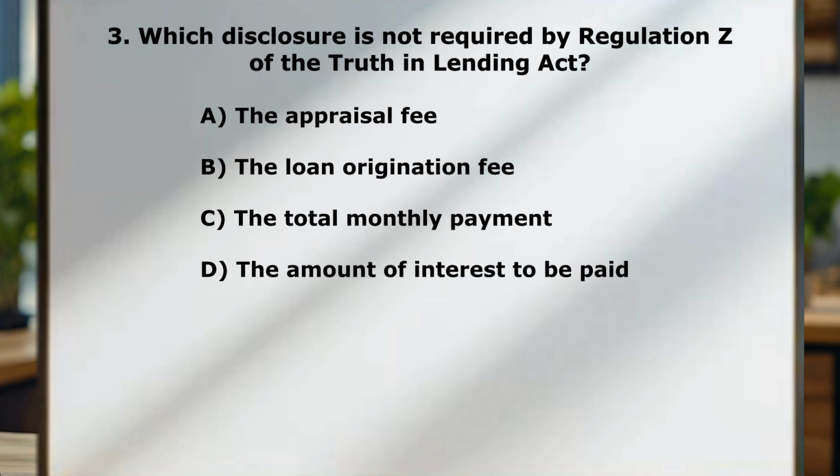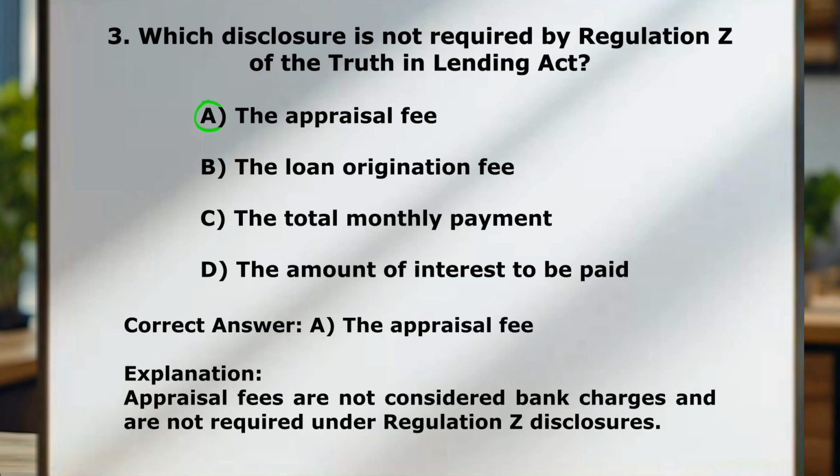Question number 3. Which disclosure is not required by Regulation Z of the Truth in Lending Act? A, the appraisal fee. B, the loan origination fee. C, the total monthly payment. And D, the amount of interest to be paid. So the correct answer is A, the appraisal fee. And the reason why is because appraisal fees are not actually considered bank charges, so they are not required under Regulation Z to be disclosed. When you are studying for the exams, I would definitely take some time to know what's going on in Regulation Z of the Truth in Lending Act.